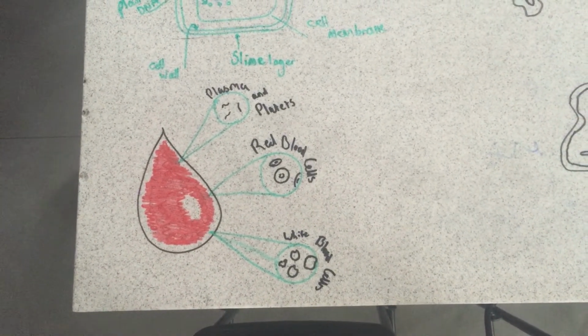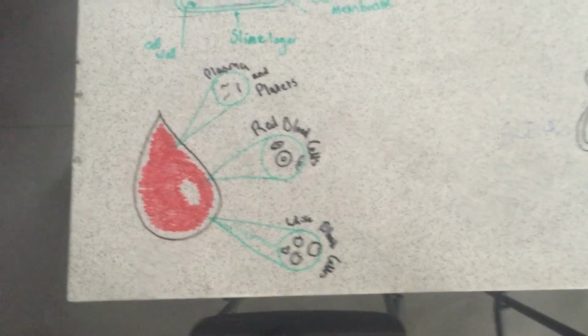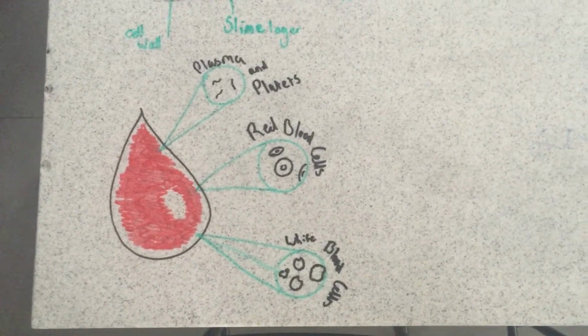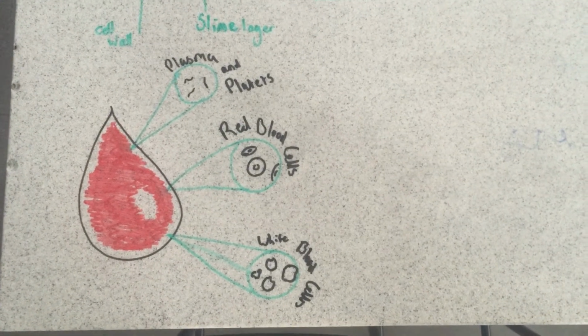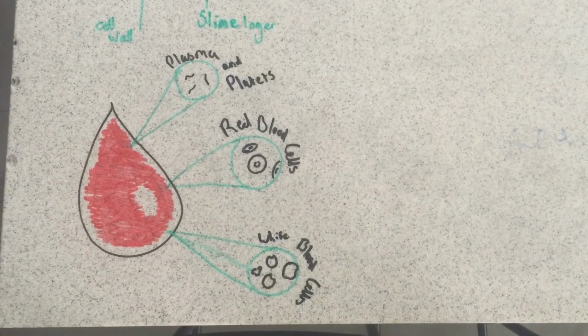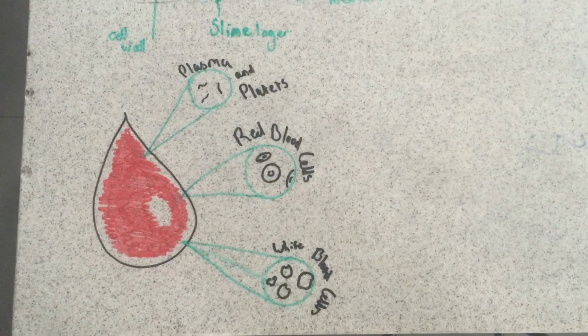Red blood cells help to carry oxyhemoglobin, which carries oxygen to the lungs and muscles. The white blood cells help to stop from getting infected.